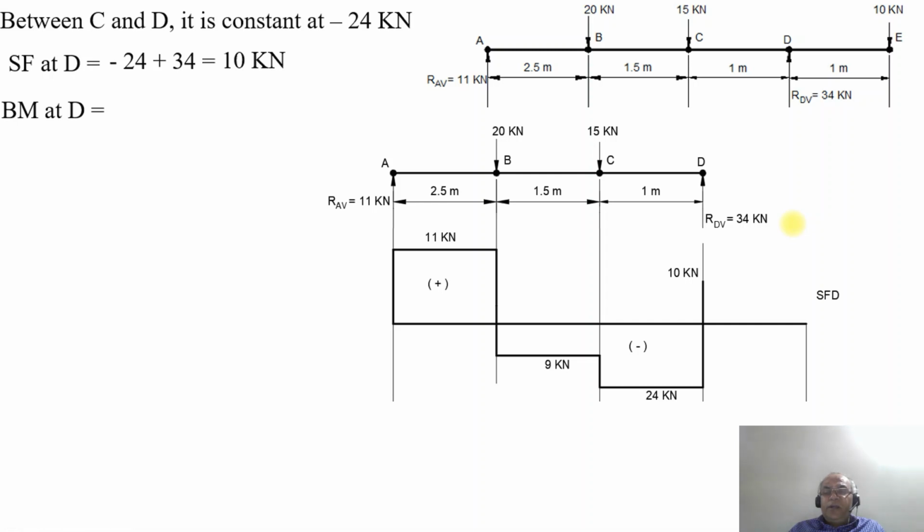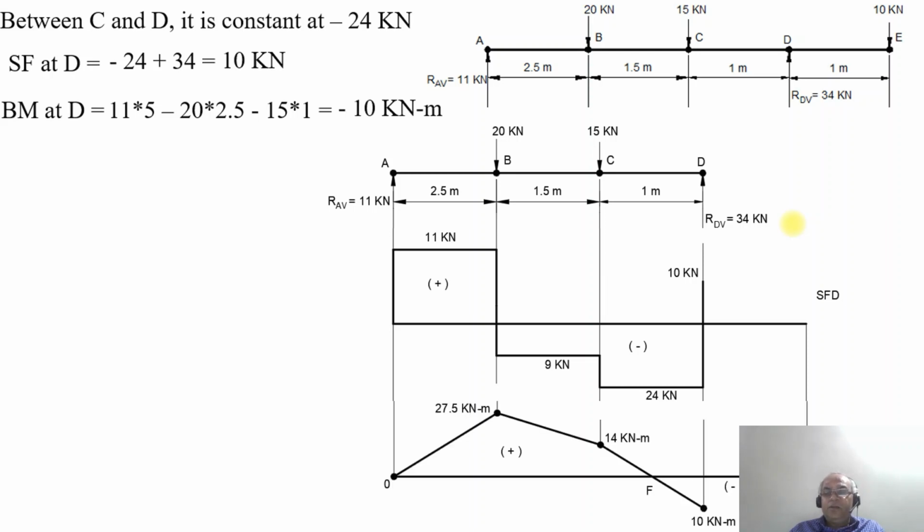So what will be the bending moment at the point D now? It is plus 11 into 5 minus 20 into 2.5 minus 15 into 1. On simplification, you will get it as minus 10 kilonewton meter. So now at the point D, the bending moment drops down from plus 14 kilonewton meter to minus 10 kilonewton meter. So the bending moment is changing its sign from positive to negative at this point.